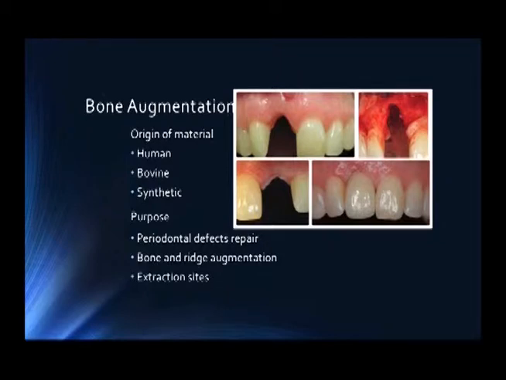The other type of bone augmentation would be if it was a block in a certain arch or a certain zone. You might see that. It can be either from human materials, bovine or synthetic. And really the purpose is to repair a periodontal defect, or to augment into a socket or a ridge, put in extraction sites. So these are the benefits of bone augmentation.